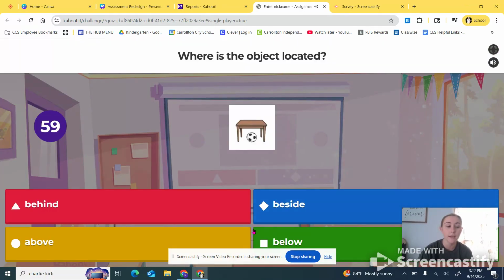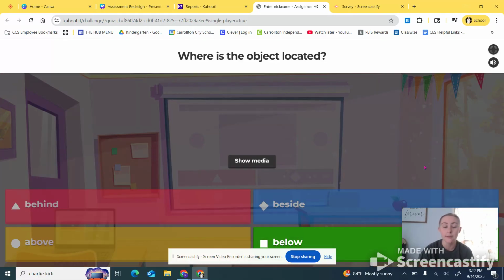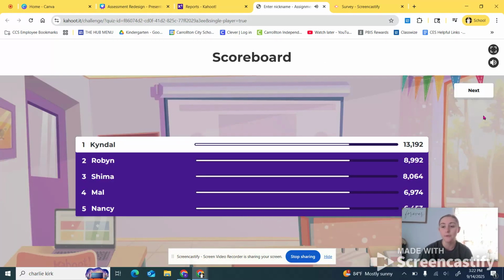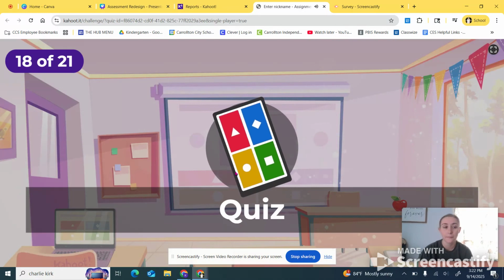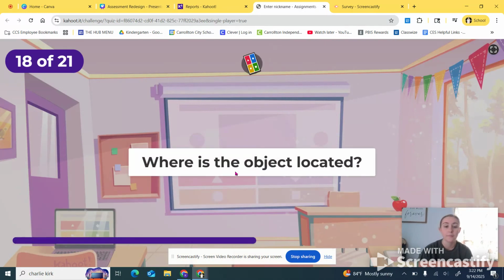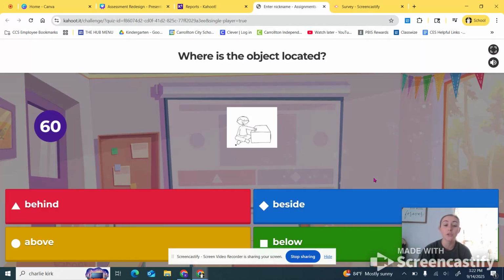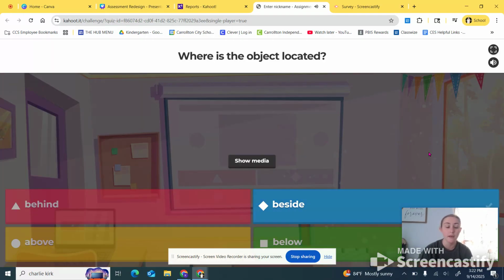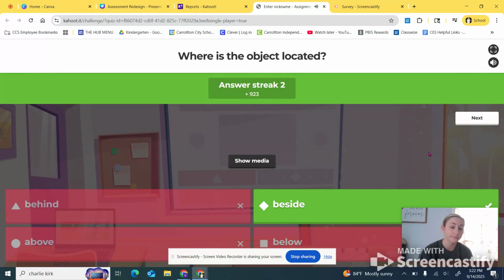So where is the object located? Behind the table, above the table, beside the table, or below the table? In here, it would be below. Same question, where is the object located? Different picture. And we can see that the boy is either behind the table, above the table, beside the box, or below the box. And he is beside the box.